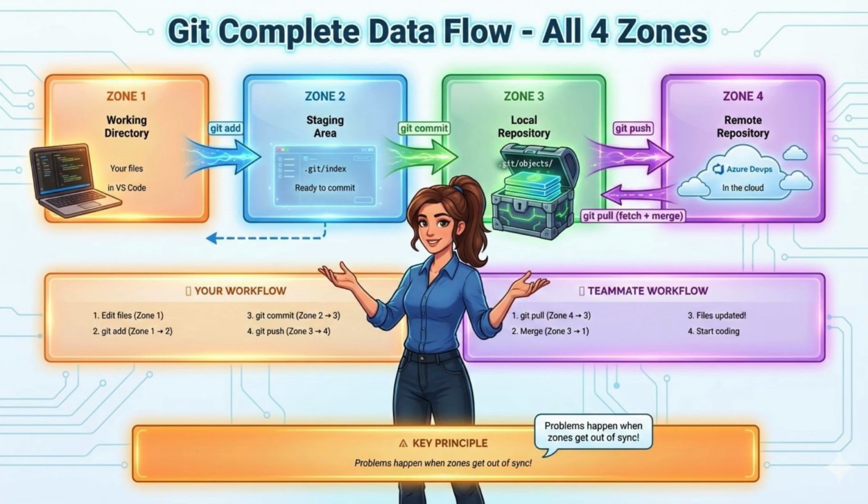And that's it. The 4 zones we are talking about: working directory, staging area, local repository, and remote repository. Remember, problems happen when these get out of sync. Once you understand this, Git stops feeling like magic.